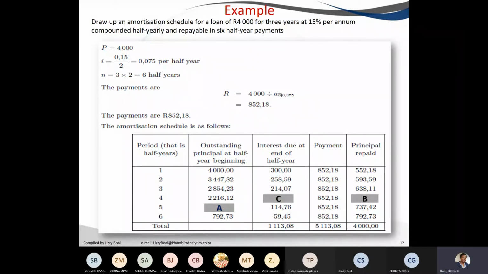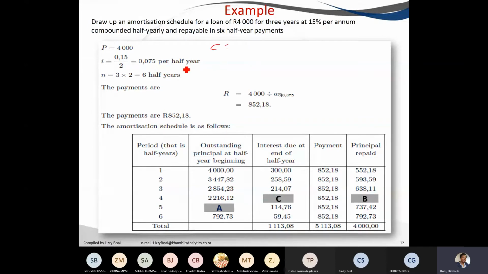But here they give you A, and you cannot calculate A if you didn't calculate B. And you cannot calculate B if you don't know what A is. So it means you first need to calculate C. And once you have calculated C, you must calculate B. Once you have B, you can calculate A. So how do we do that?